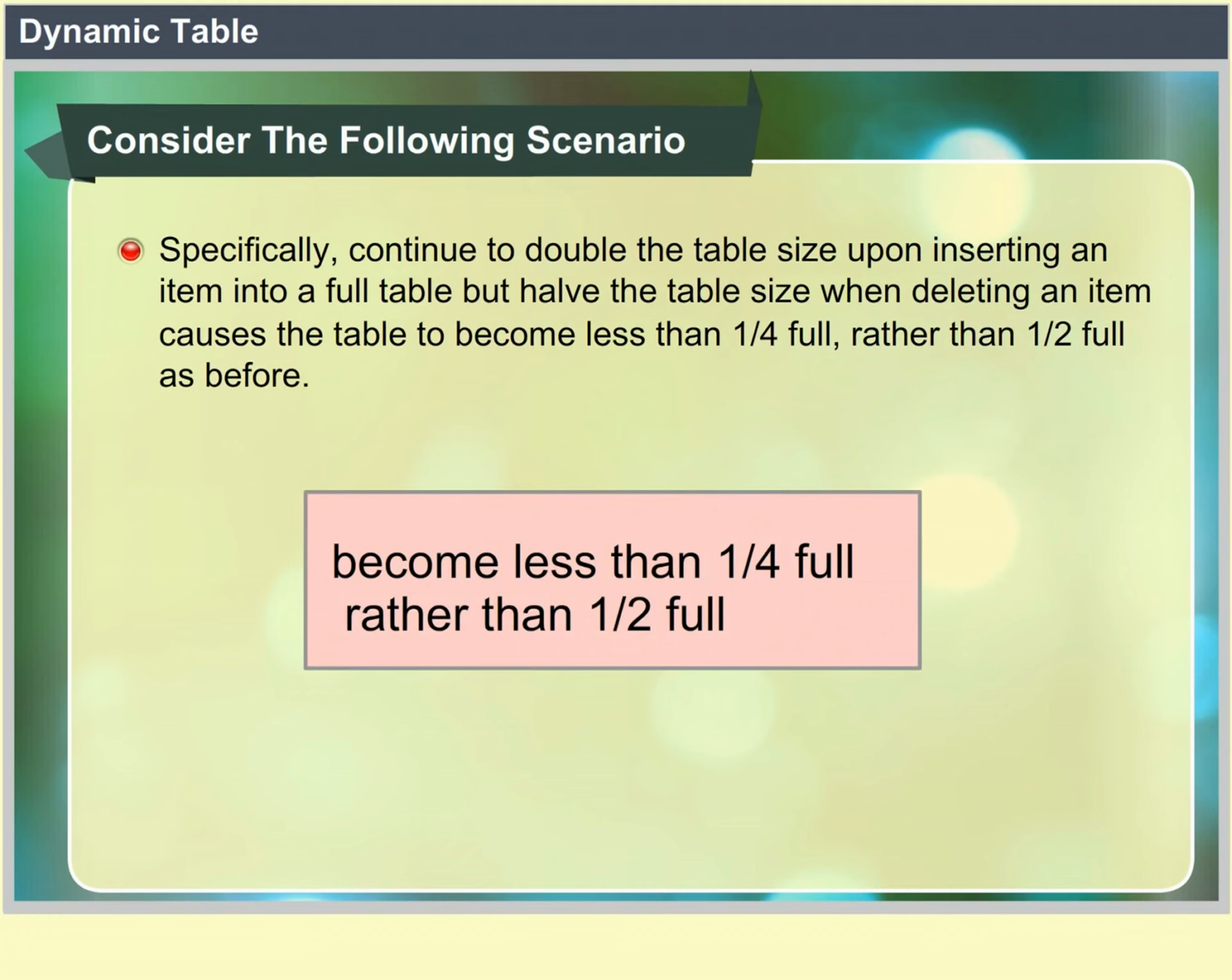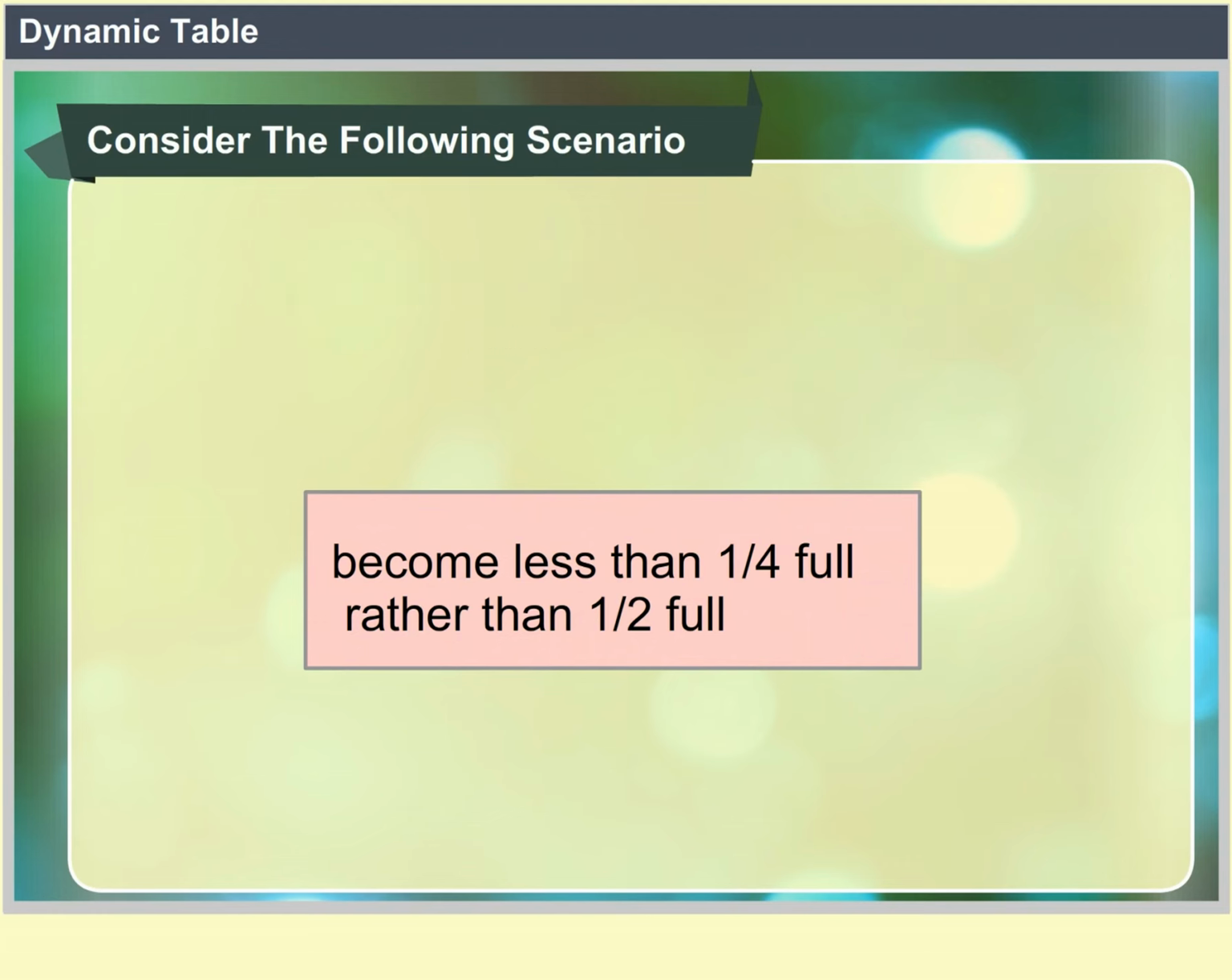Specifically, continue to double the table size upon inserting an item into your full table, but halve the table size when deleting an item causes the table to become less than 1/4 full rather than 1/2 full as before. The load factor of the table is therefore bounded below by the constant 1/4.